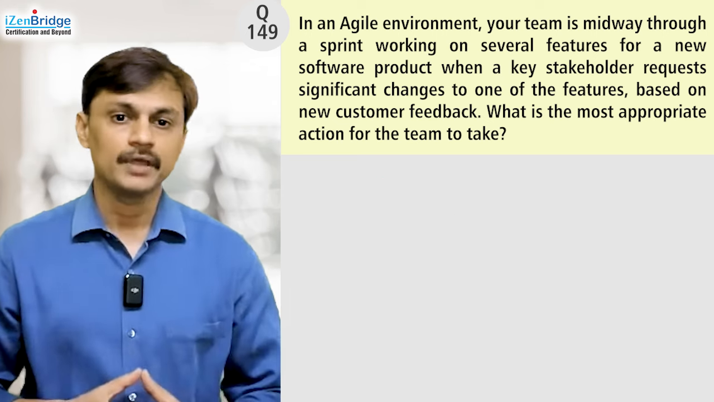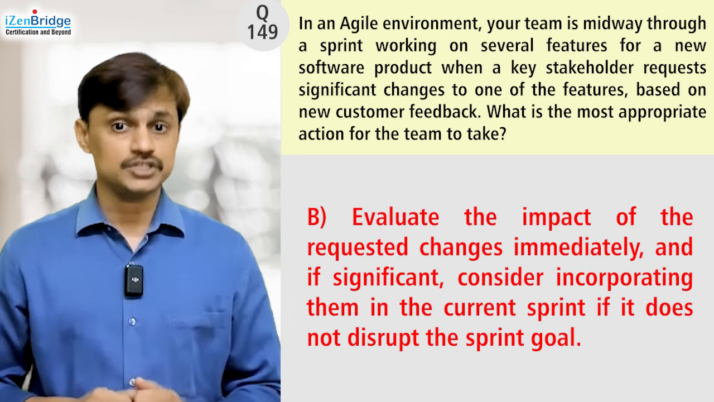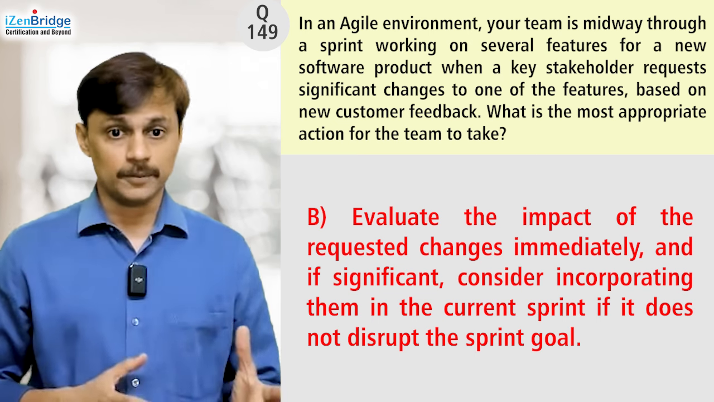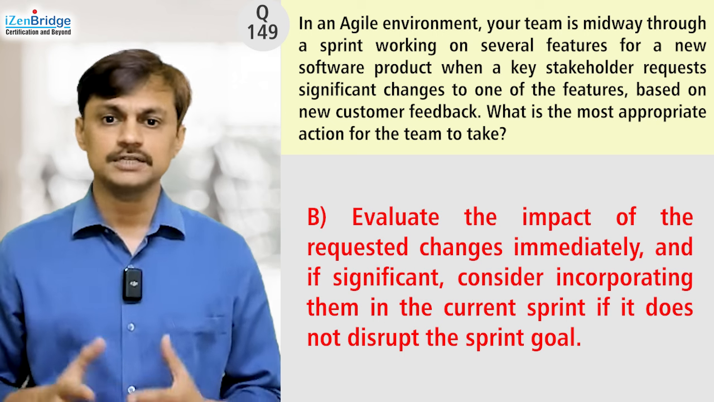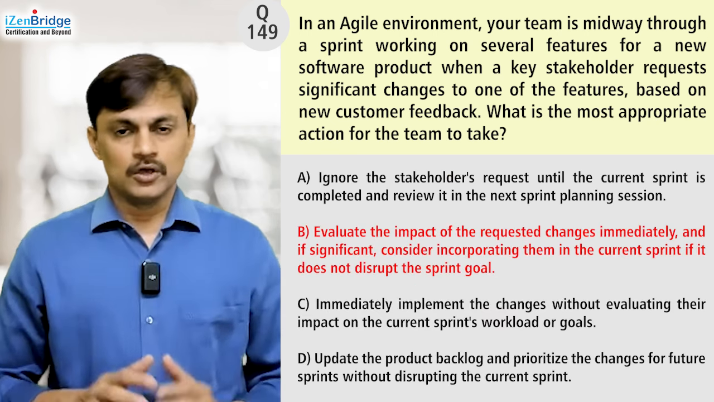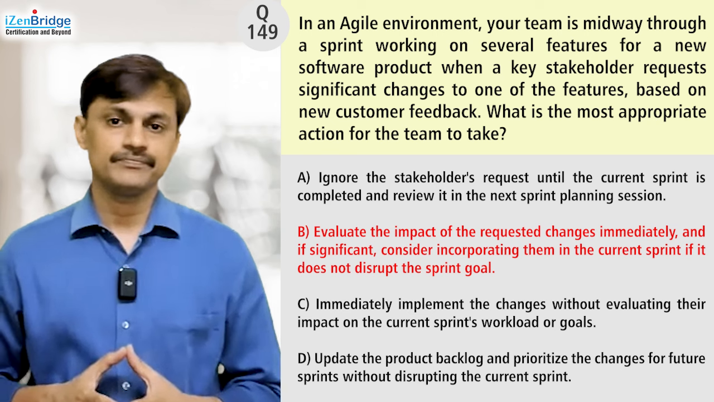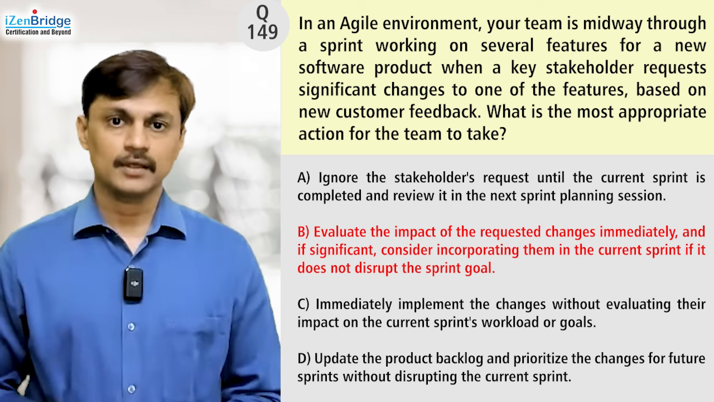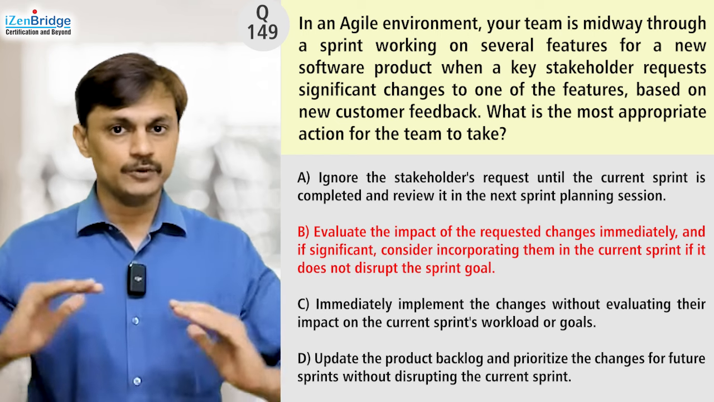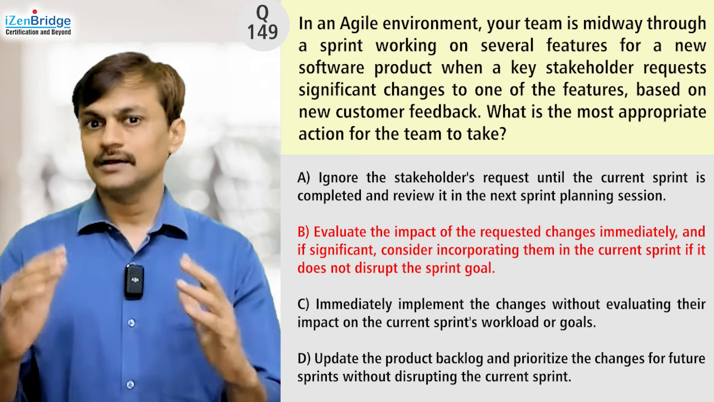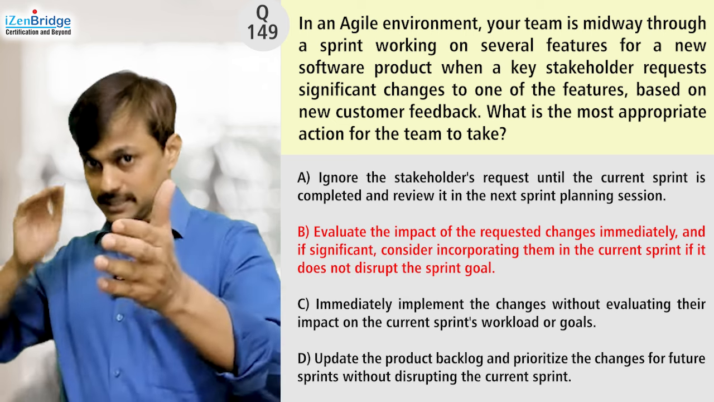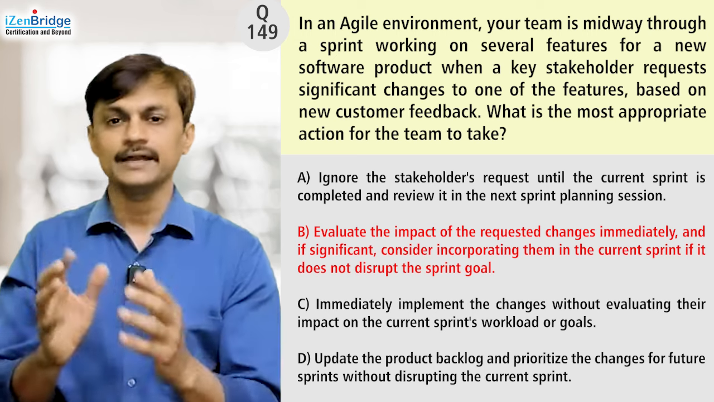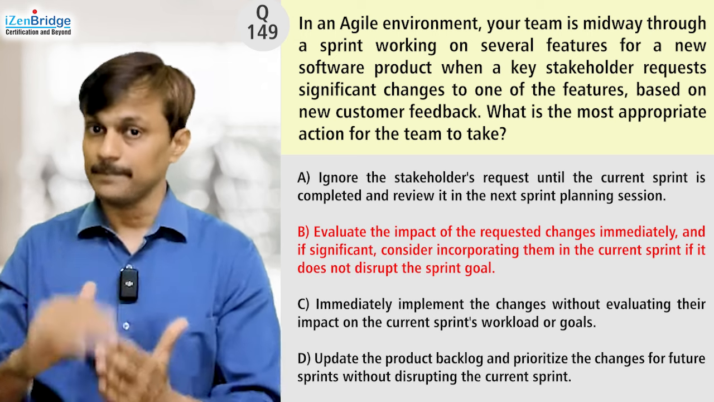Let's see option B. Evaluate the impact of the requested change immediately, and if significant, consider incorporating it in the current sprint if it does not disrupt the sprint goal. So it has two elements which are good. One is that it is focusing on evaluating. And it is also trying to evaluate the business value of it. Impact: the word was not clear, whether the impact is on the development or on the business. So in the absence of that clarity, I am interpreting it as more about impact on the business.